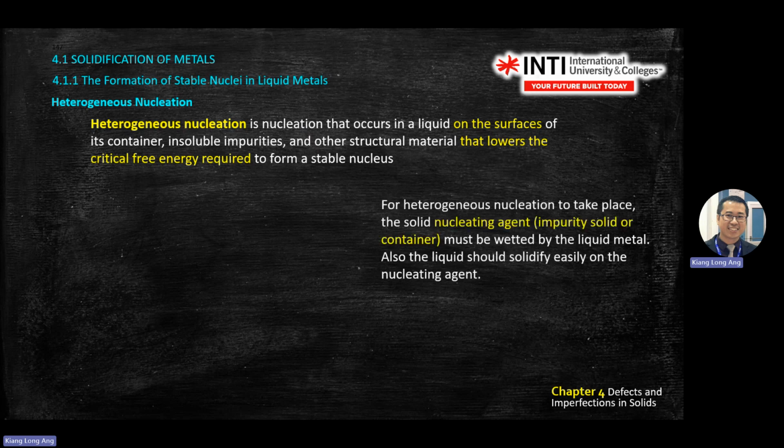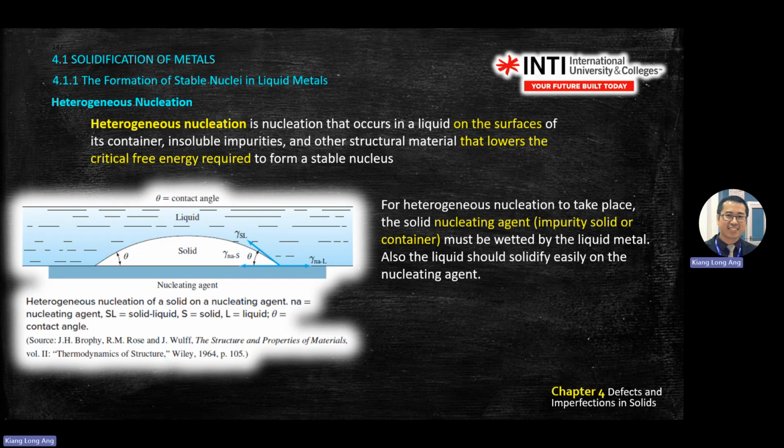Okay, I'm going to explain about this one. So let's say this is a nucleus and this is the solid that forms. Theta is the contact angle. For heterogeneous nucleation, the solid nucleating agent or the impurity must be wetted by the liquid metal. Also, the liquid should solidify easily on the nucleating agent.